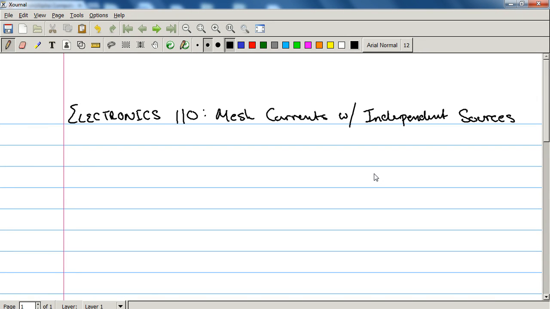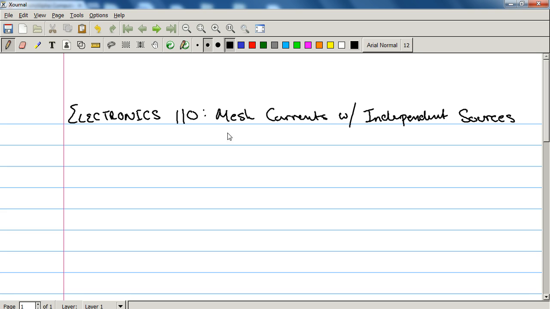Alright, so today's lecture in Electronics 110 is about mesh currents with independent sources. This is the first lecture where we're going to be talking about solving more complex circuits without using equivalent resistance. So this is setting the groundwork for solving things with capacitors and inductors and more interesting components that behave in different ways.